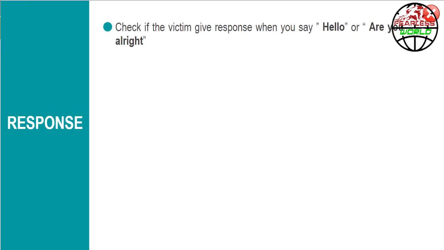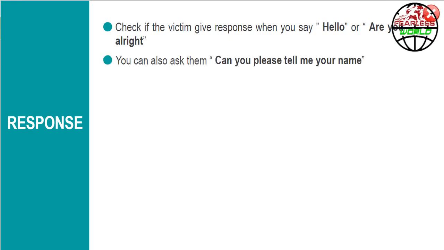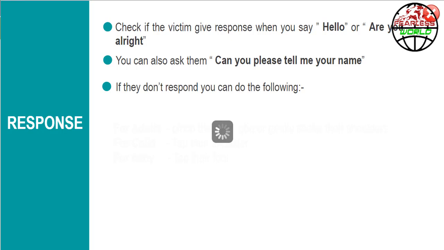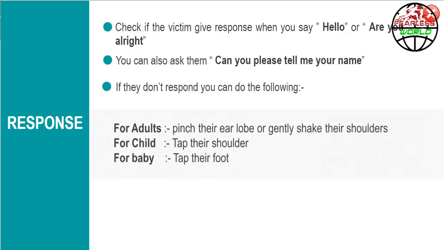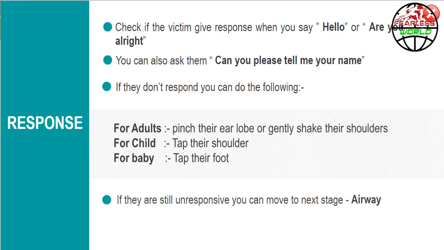Check if the victim gives a response when you say hello or are you all right? You can also ask them, can you please tell me your name? If they don't respond, you can do the following. For adults, pinch their earlobe or gently shake their shoulders. For a child, tap their shoulder. For a baby, tap their foot. If they are still unresponsive, you can move to the next stage, airway.